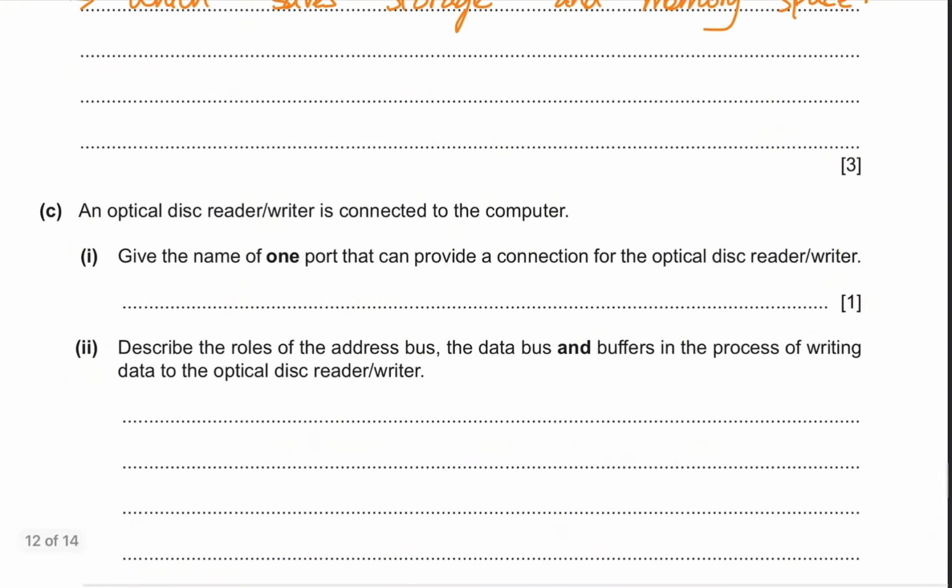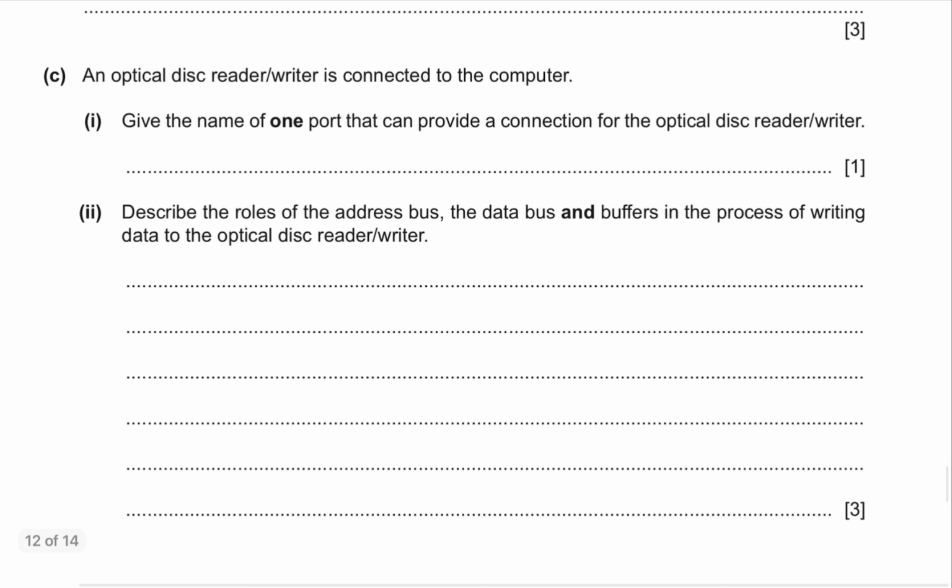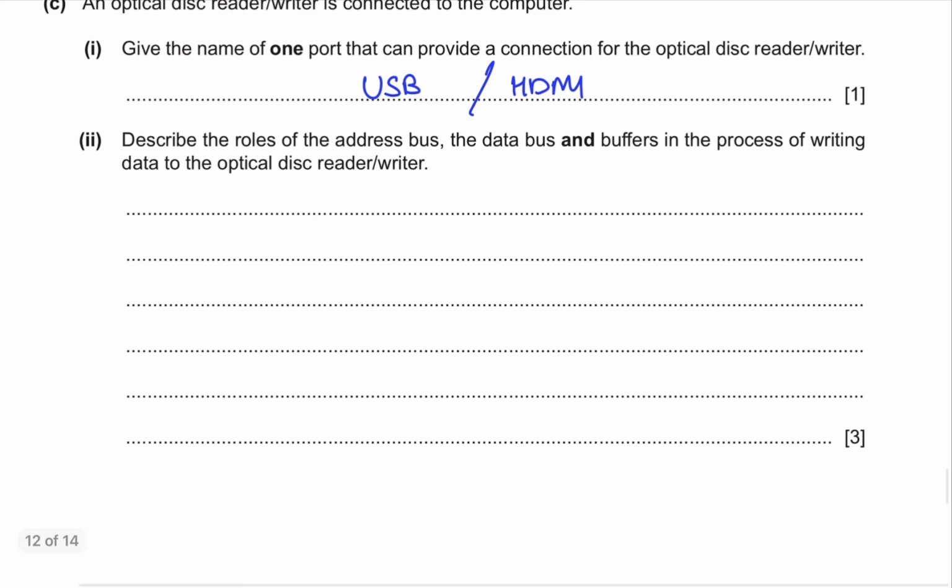An optical disc reader is connected to the computer. Give the name of one port that can provide a connection for the optical disc reader. USB, Universal Serial Bus, or you could also write HDMI cable. Describe the roles of the address bus, the data bus, and buffers in the process of writing data to the optical disc. Here you have to explain the whole scenario of how things work. 1 mark for each of them.